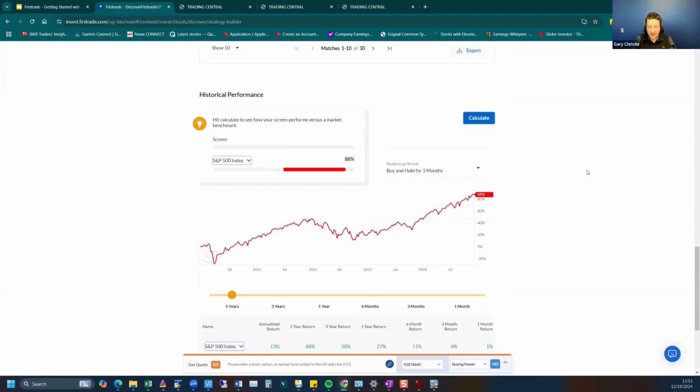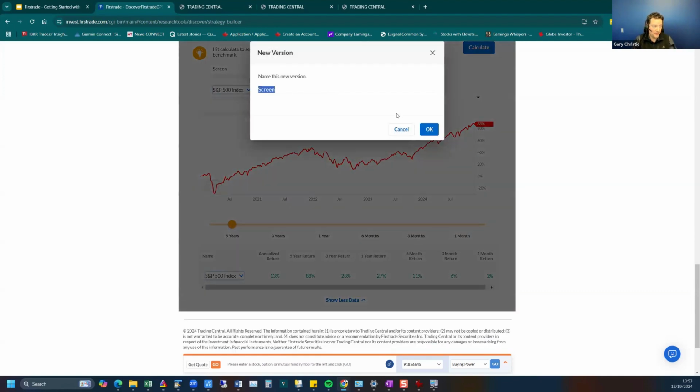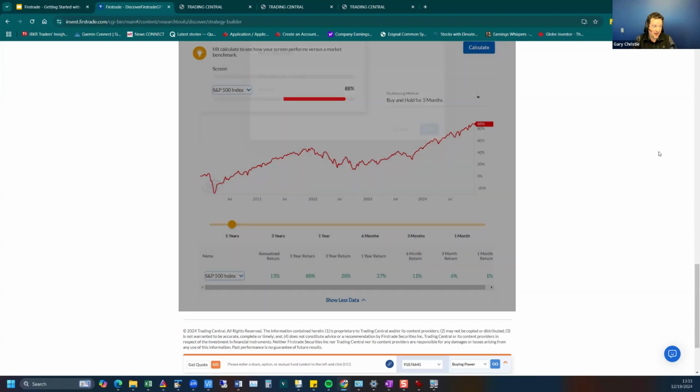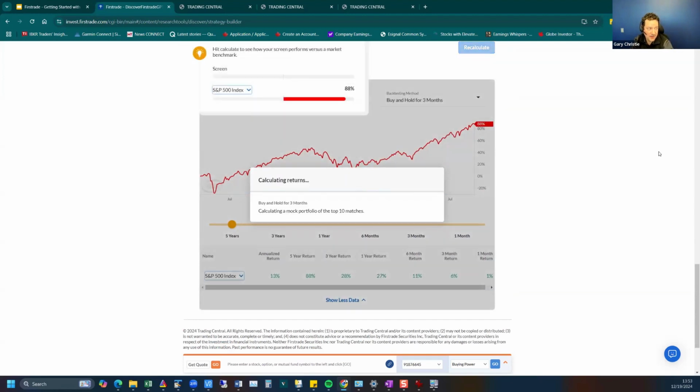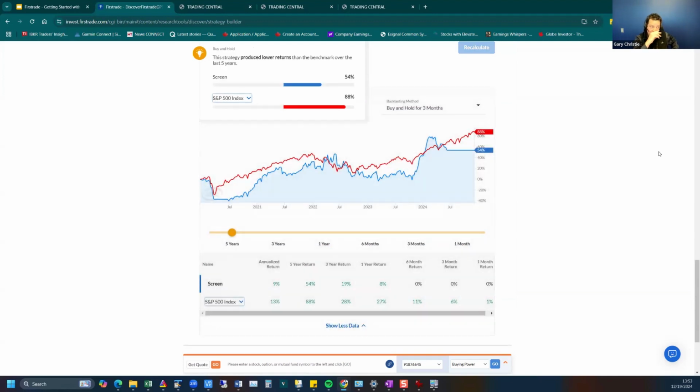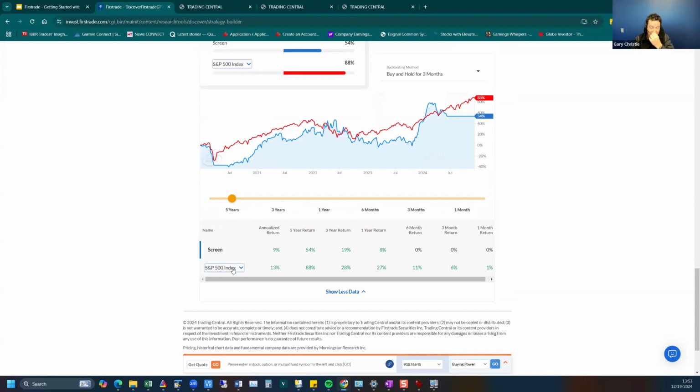Down below, if you scroll down, you can do a back test. If I hit calculate, call it whatever you want. I won't change the name for now. I'll go ahead, and as it's calculating, I'll have a sip of coffee. And it's calculating the top 10 matches, how they would perform over 5 years on a 3-month rebalance. What do we have? We're comparing it to the S&P 500.